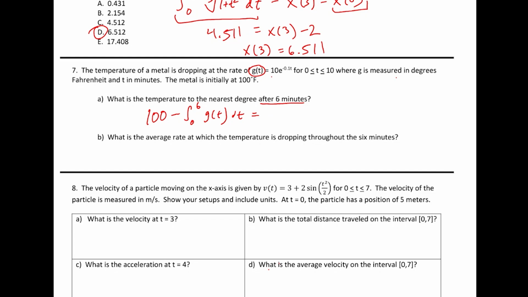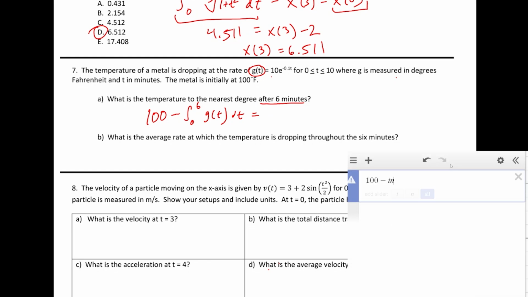So let's go over to Desmos here, open this up, and delete that last one. Let's zoom out a little bit. We probably don't even need the graph here, but let's go ahead and type this in. So we want 100 minus the integral from 0 to 6 of g of t, which is 10 times e to the negative 0.01 t dt. And there we go. So we get 54.881 degrees Fahrenheit.